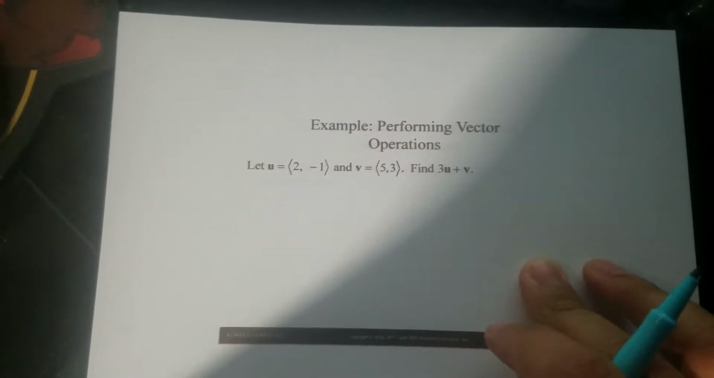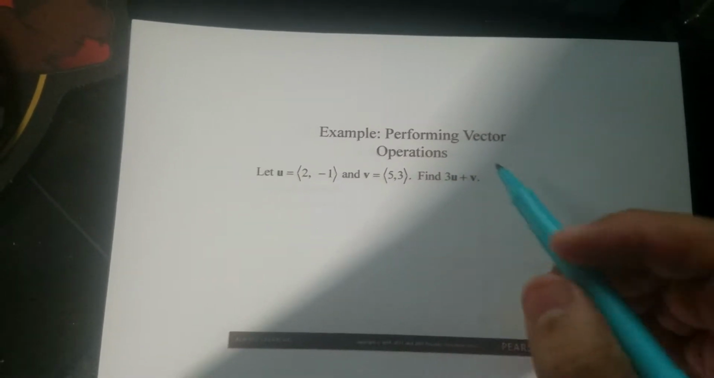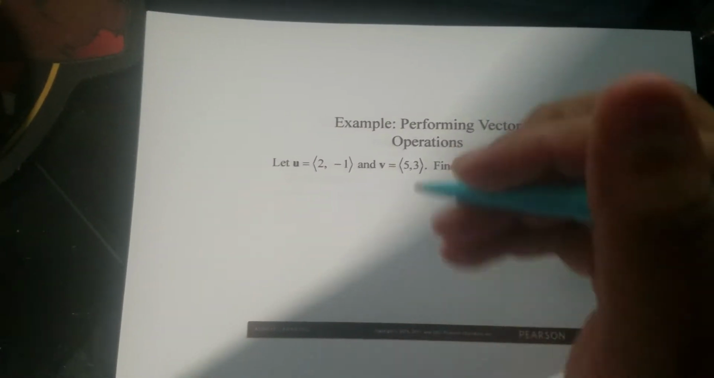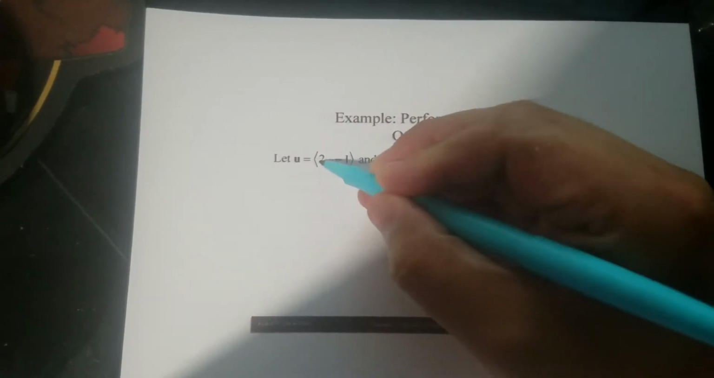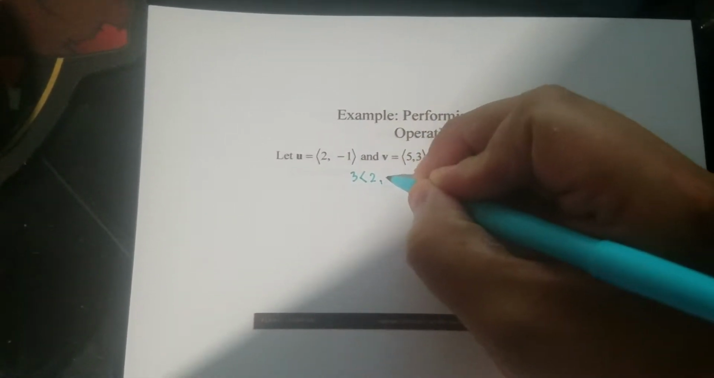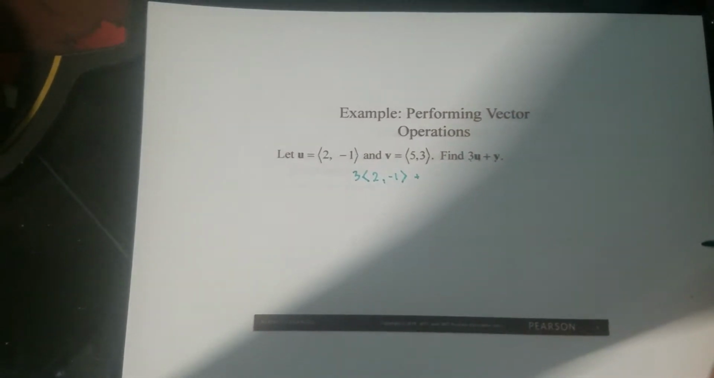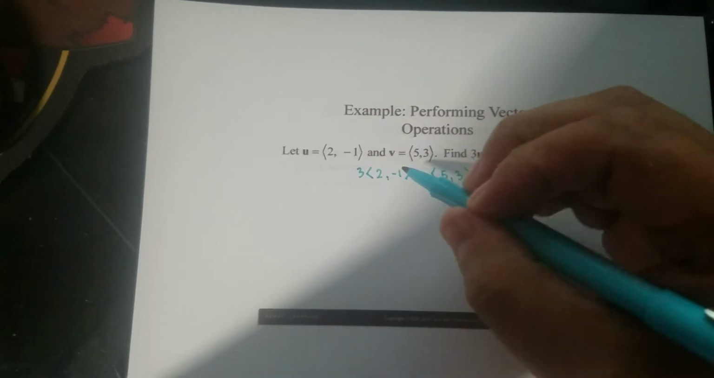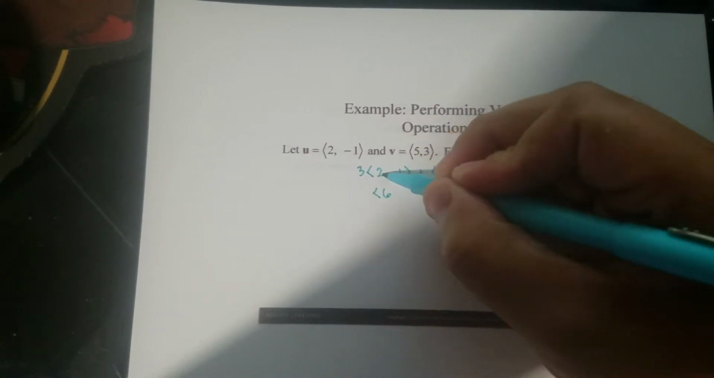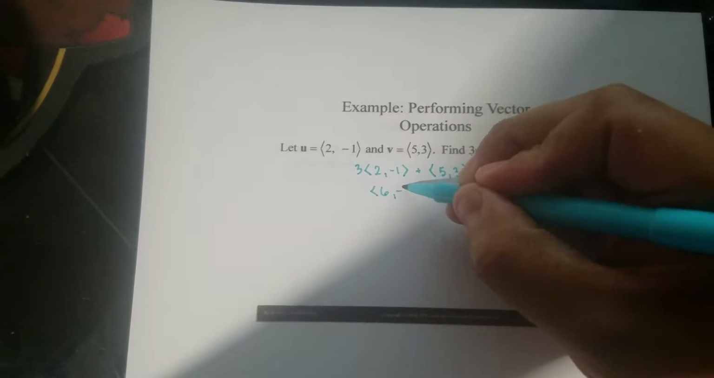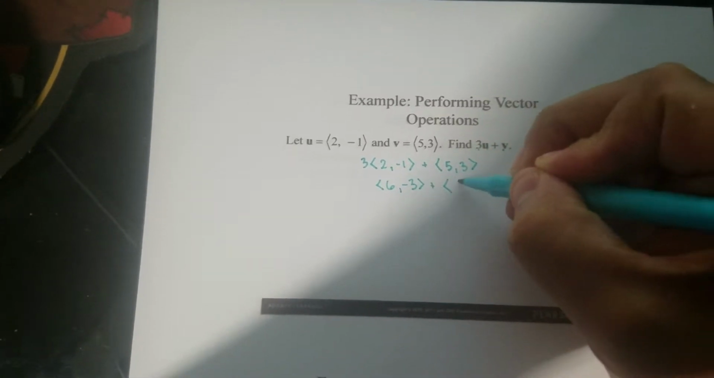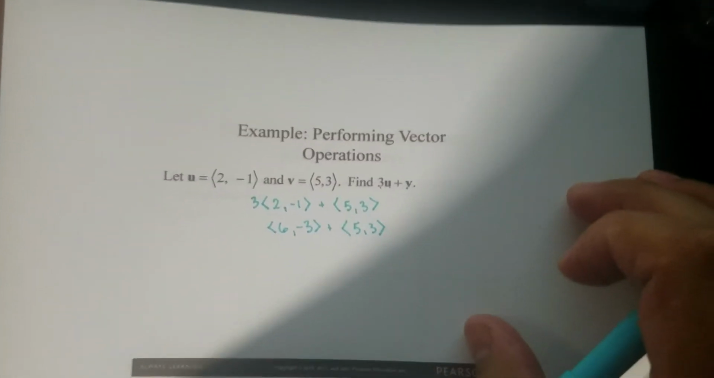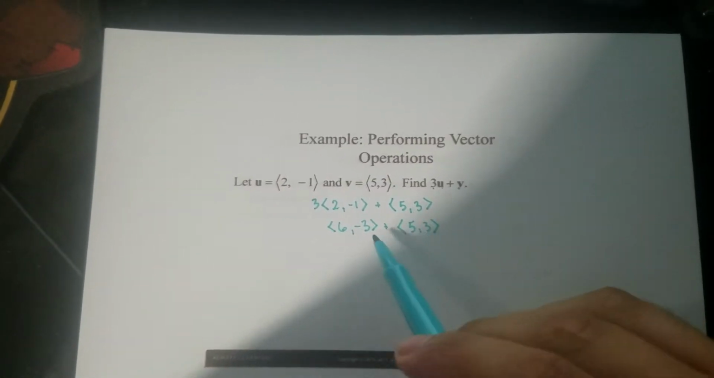So when dealing with vectors, we want to do 3u plus v. So 3 times u, which is 2 and negative 1, plus v, which is 5 and 3. I'm going to multiply first: 6, negative 3, plus 5 and positive 3. Okay, and now I can deal with the operation.